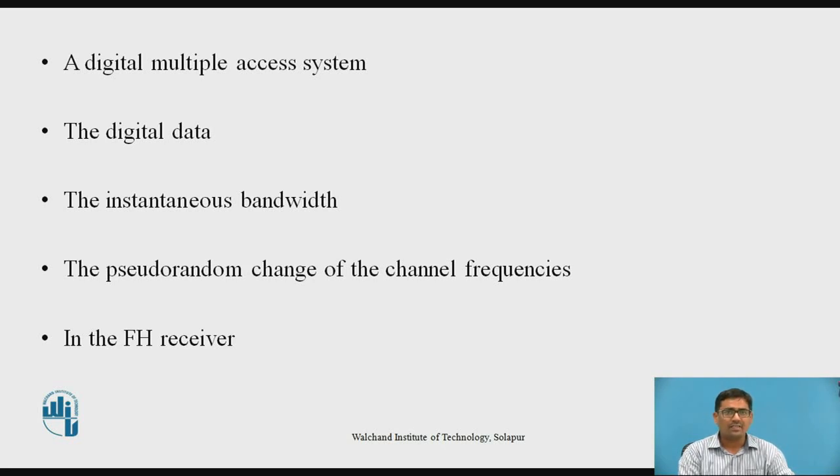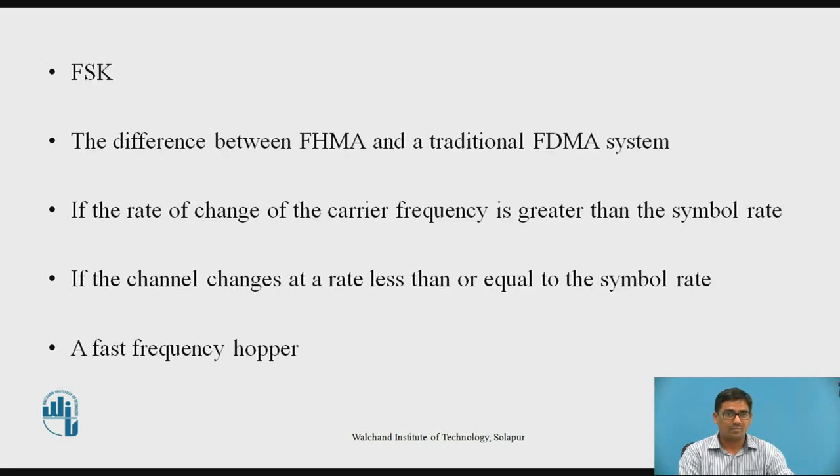In the FH receiver, a locally generated PN code is used to synchronize the receiver instantaneous frequency with that of the transmitter. At any given point in time, a frequency hopped, that is FH, signal only occupies a relatively narrow channel, since narrowband FM or FSK is used.